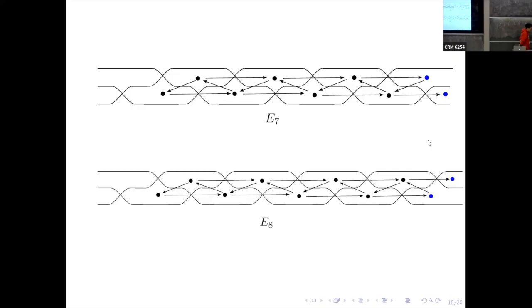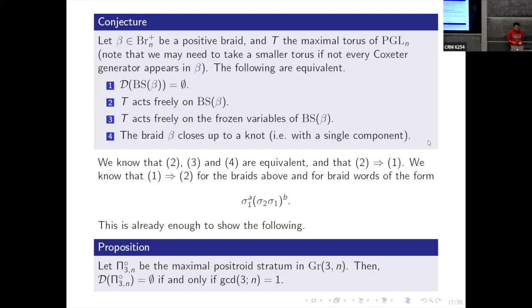And we have a conjecture that somehow specializes the Shende-Speyer conjecture to these double bott-Samelson varieties, which is as follows. So we have beta to be a positive braid, T the maximal torus in PGL_N, and well, I should be more or less honest. It may be that not every Coxeter generator appears in beta, and then this torus is too large. We need a correction, but I'm not going to worry too much about that. Then the following are equivalent.